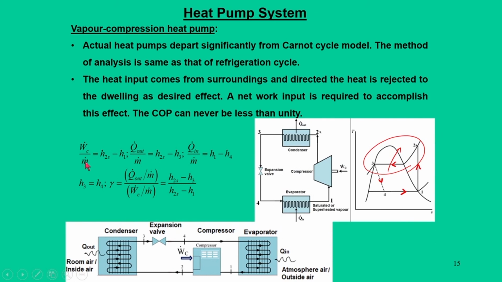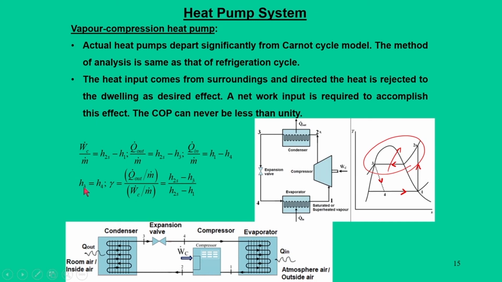So, the expressions that are of interest to us are W dot C by M dot, that is the compression work, H2S minus H1, and Q dot out by M dot is H2S minus H3, and this is the very vital part, because that heat goes to be used for space heating. Of course, we also have to calculate the evaporator load, which is Q dot in by M dot, that is H1 minus H4.